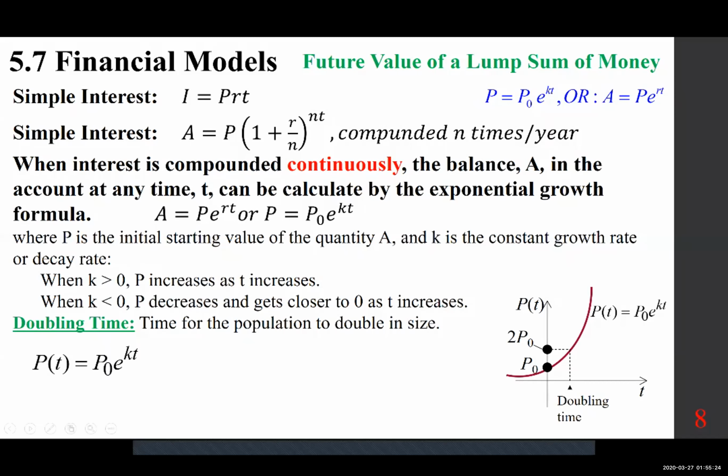So let's quickly go over the synopsis of what's coming. Simple interest, everybody remember I equals PRT, where P, the principal, R is the rate, T is time. Compound interest, okay. So the second one, compound interest, class.